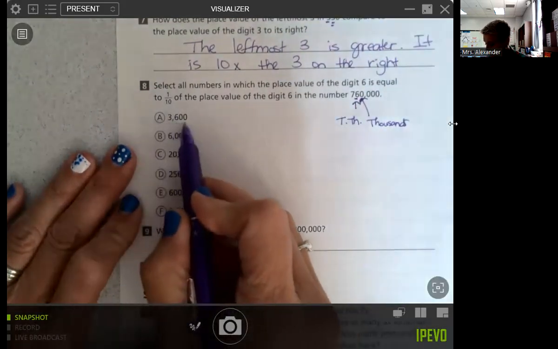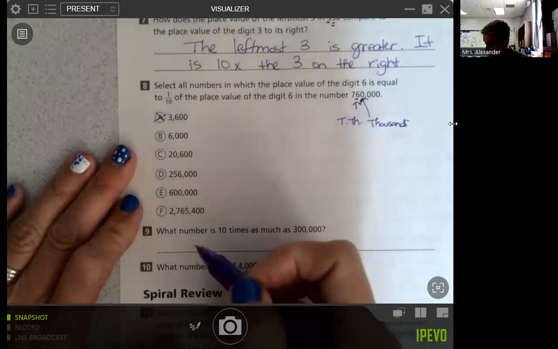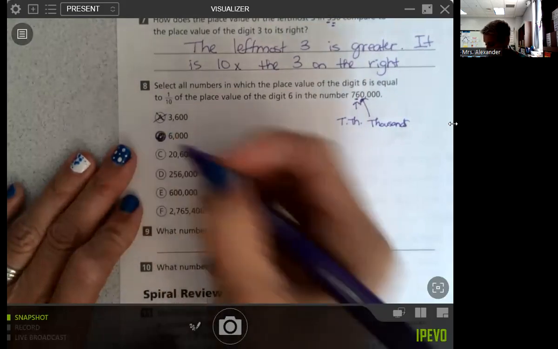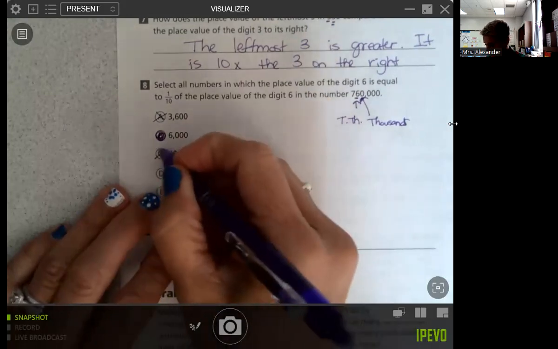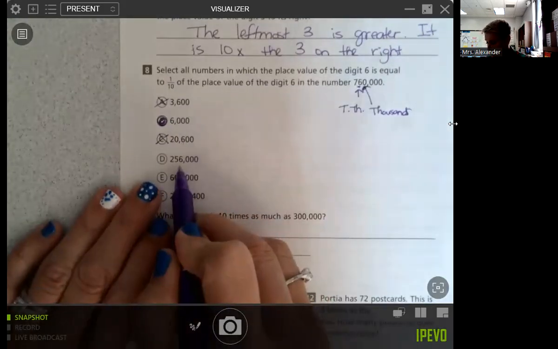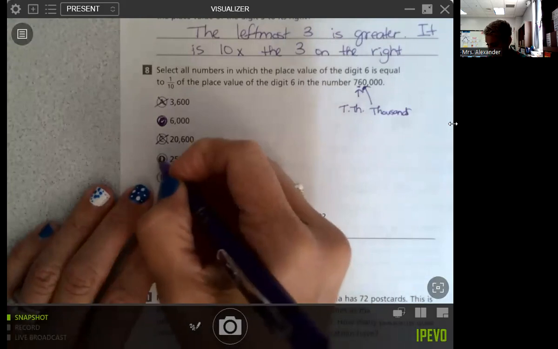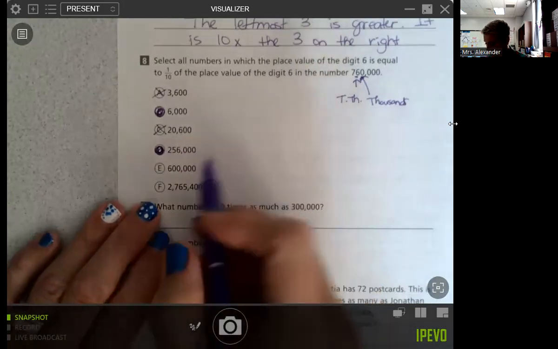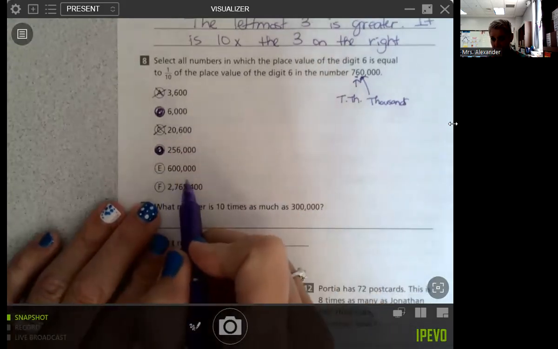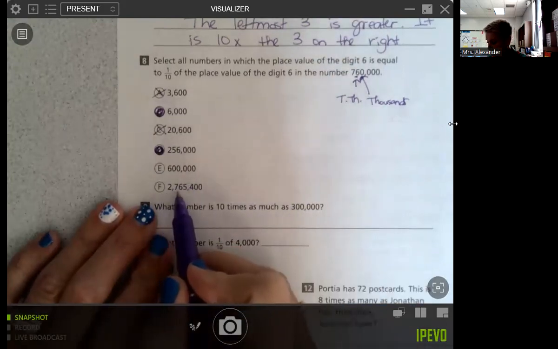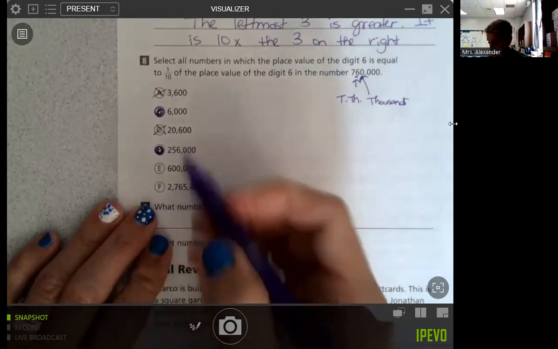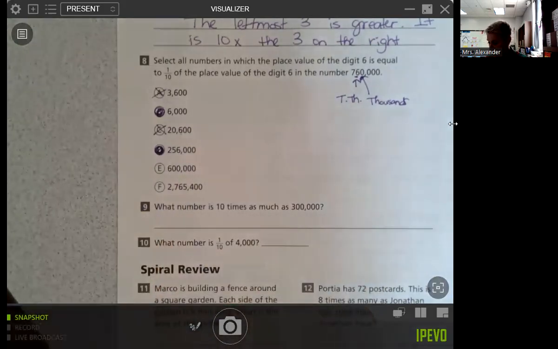So here I'm looking, not A. B is a good one, 6,000. Here the 6 is in the hundreds place. Letter D, we have a 6 in the thousands place. I'll take that one. E, 600,000, not that one. And F, 2,765,400. So I think it would be B and D for number 8.